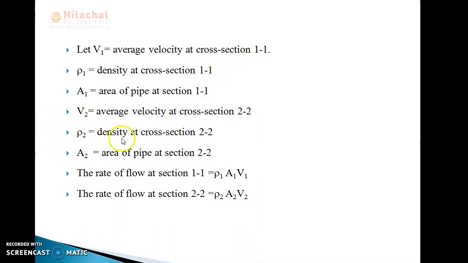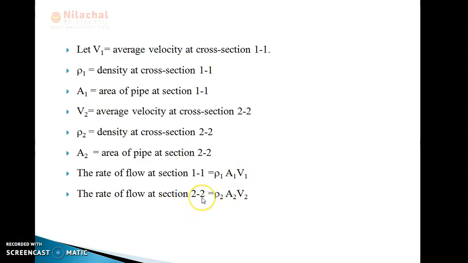Then you are applying the mass conservation principle. So here first you have to calculate the rate of flow at the inlet section. We can write the rate of flow at the inlet, that is rho 1 A1 v1, and this is denoted by m dot. If you calculate the m dot, that will come rho 1 A1 and v1.